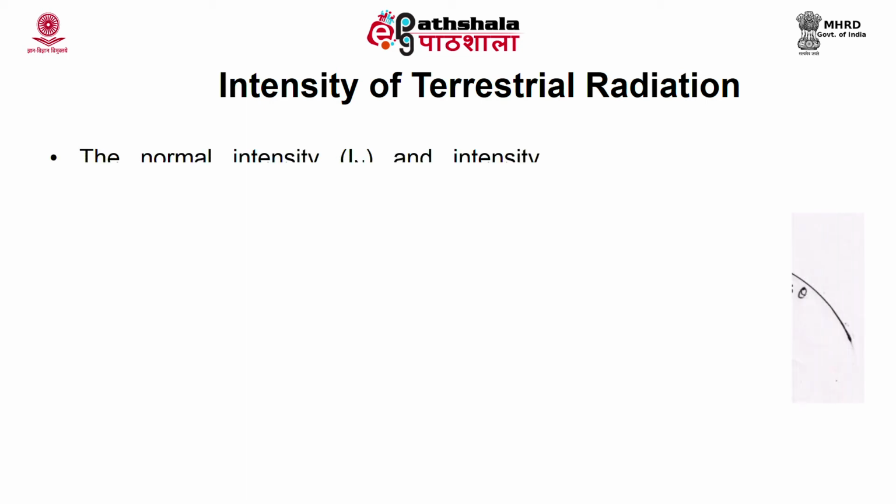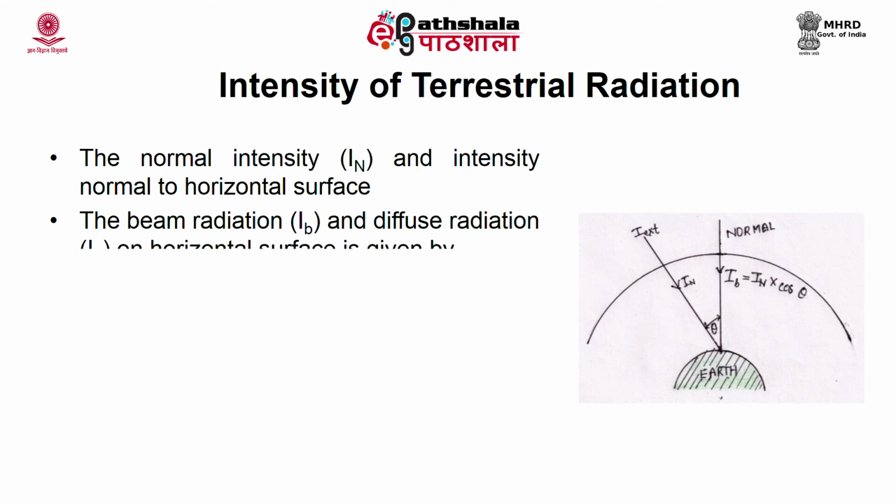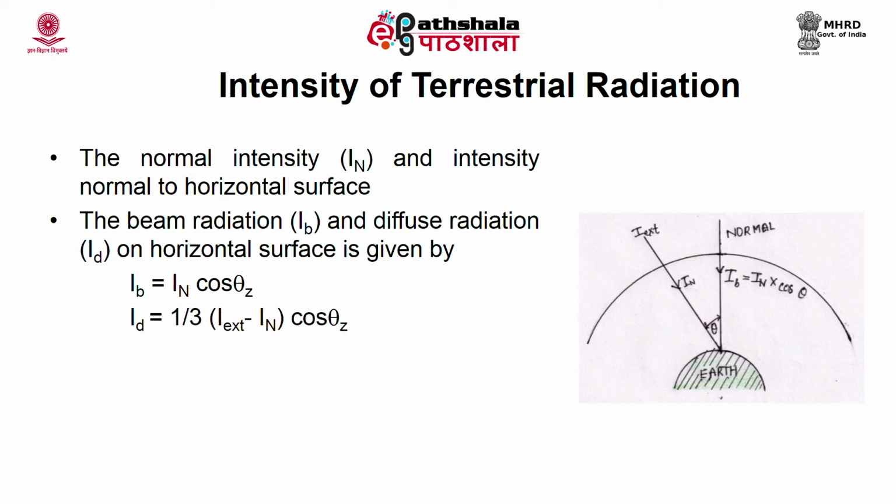The normal intensity In and the intensity normal to the horizontal surface are given in this figure. The beam radiation and diffuse radiation on a horizontal surface are given by Ib, the intensity of beam radiation, equal to the normal intensity In multiplied by cos theta z. Id, the diffuse radiation, is equal to one third of Ix minus In multiplied by cos theta z. The total or global radiation consists of these two radiations and reflected radiation.